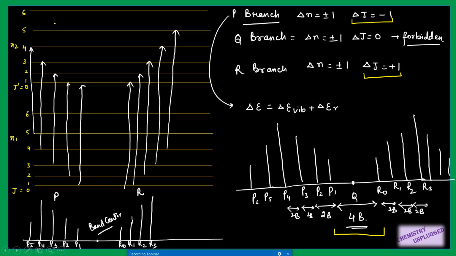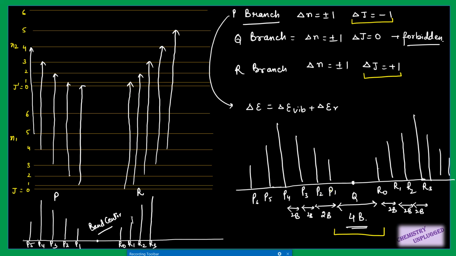Then the value of J max. J max means we are talking about when we will get the highest peak for the P and R branch, at what J value, right? These are J values written here, 1, 2, 3, 4. From these peaks, from which J level these spectral lines are arising. Next is the J max value. So first we will take the R branch.